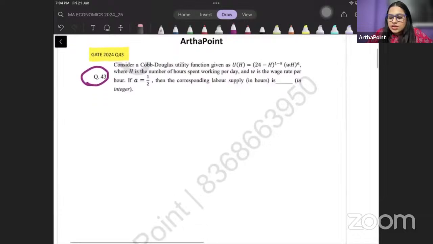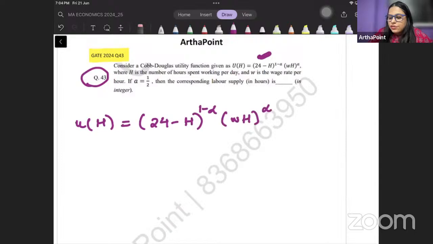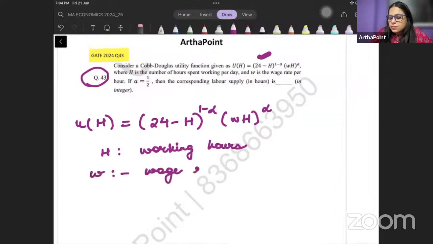Read the question. Consider a Cobb-Douglas utility function. You are given a utility function (24 minus h) to the power 1 minus alpha, times (wh) to the power alpha. H is the number of hours spent working per day, and W is the wage rate per hour. Alpha is given to you as half, so 1 minus alpha will also be half.